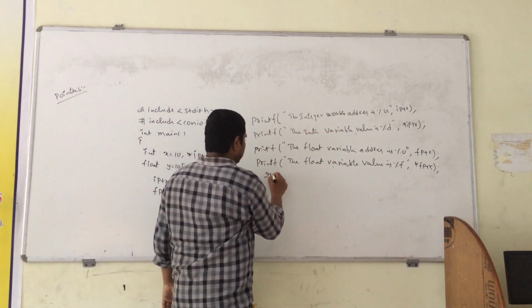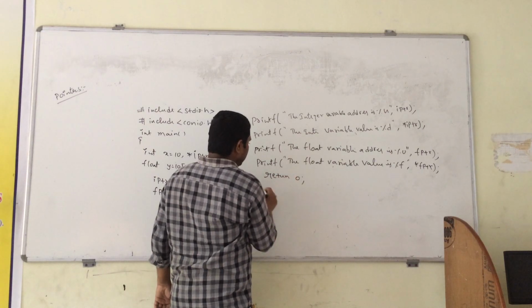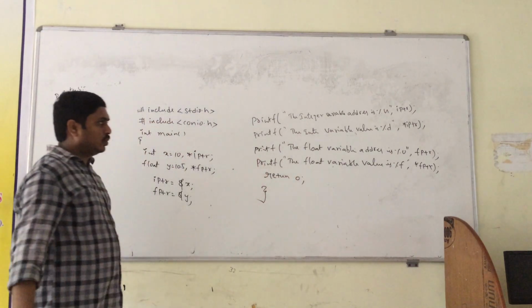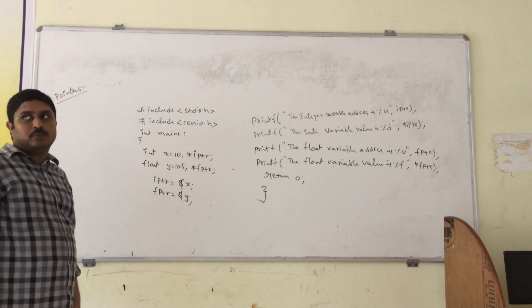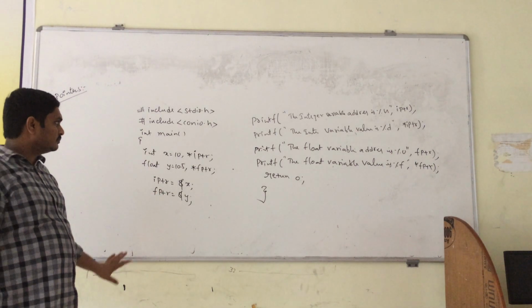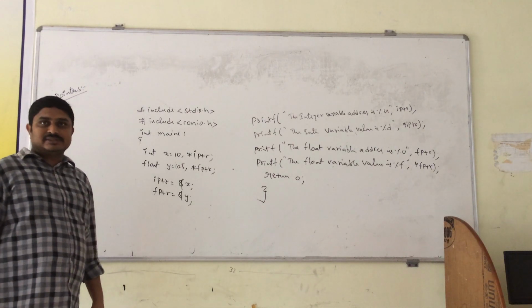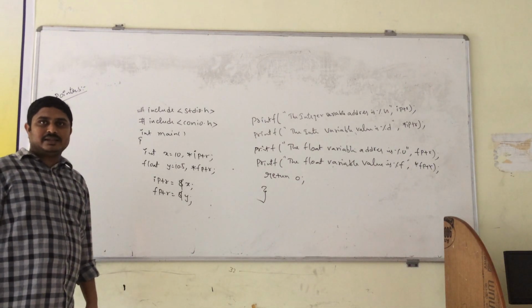Finally, return 0 and close main. This is the simple program for pointers. Okay, next we will discuss pointer arithmetic in the next video.